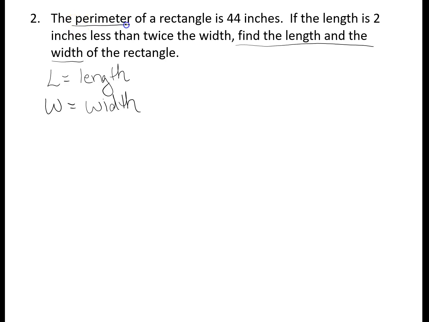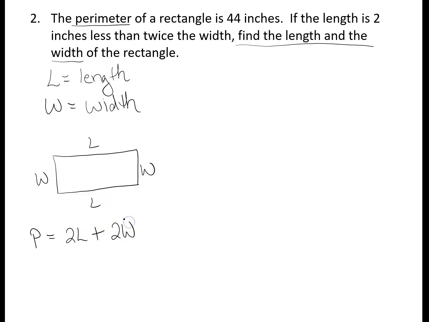So this involves the concept of perimeter. Perimeter is the distance around a figure. For a rectangle, if you add up all the sides, the 4 sides, you get the perimeter. But let's think about that. We'll call these the length and these the width. If we add those up, we've got L plus L would be 2L, and W plus W would be 2W. So this is actually the formula for perimeter of a rectangle.